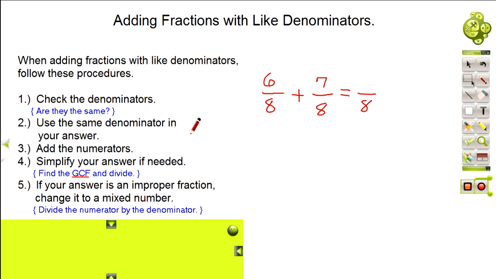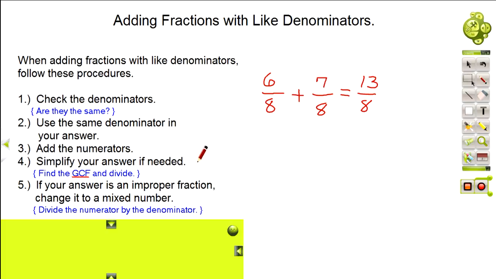Step 2, we use our same denominator. Step 3, we add our numerator. 6 plus 7 is 13. Step 4, we simplify our answer.